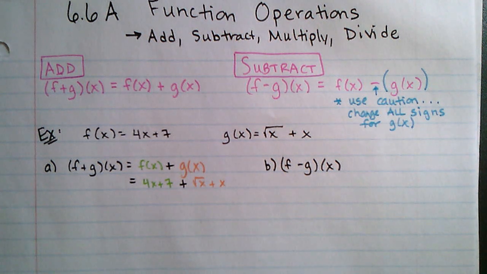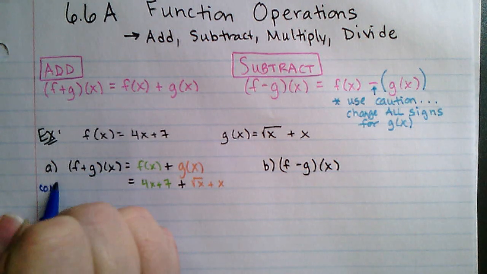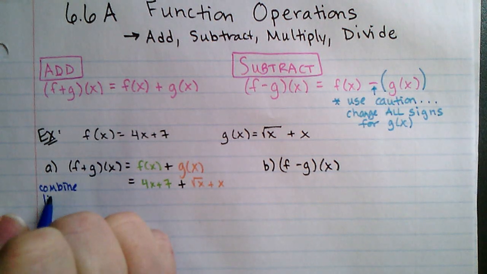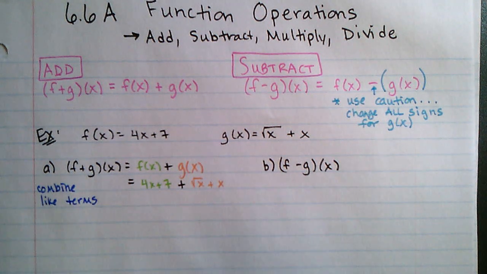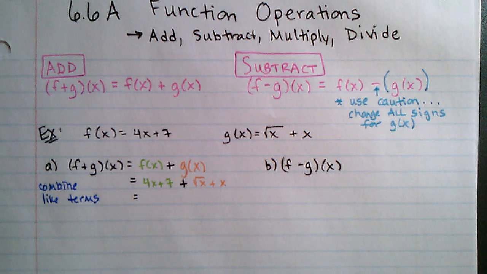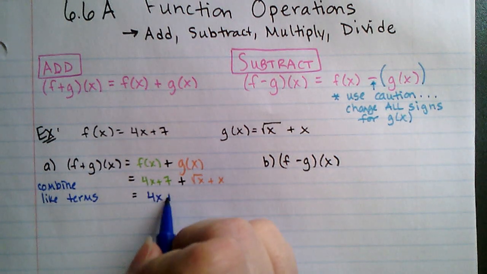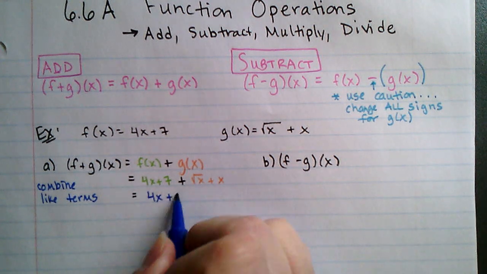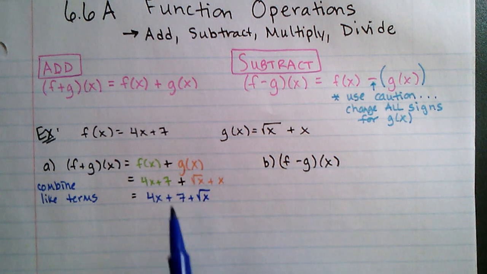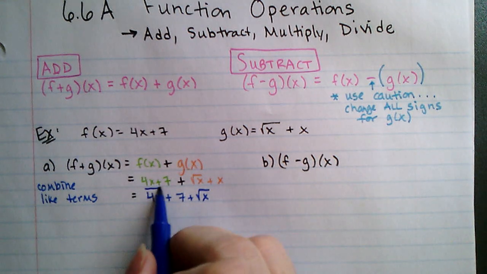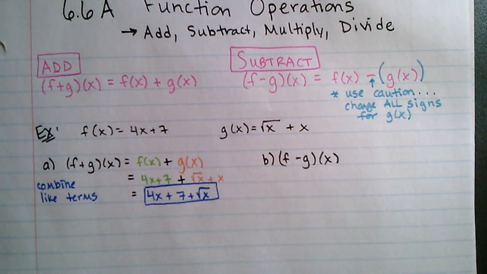What I'm going to do from that point when I'm adding functions is I will combine like terms. So what I'm going to get here, I have 4x and x are like terms, so I'll have 4x plus 7 plus square root of x. And there are no other like terms, so that would be the answer to f plus g of x.